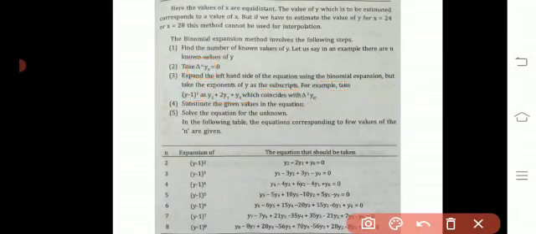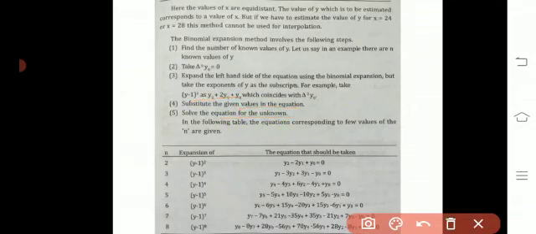Now after this, the next step is to substitute the given values in the equation. Whatever the values of y are given, those values we have to put in the equation. Then solve the equation for the unknown. Whatever the unknown value of y is there, for that we have to solve the equation.